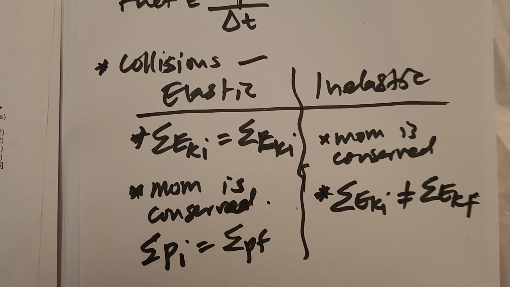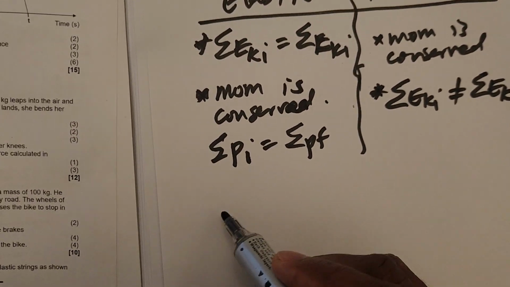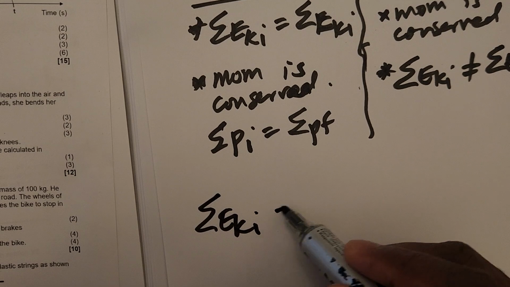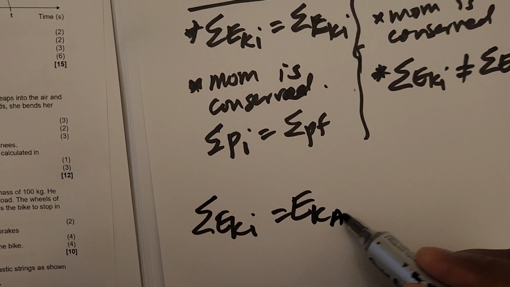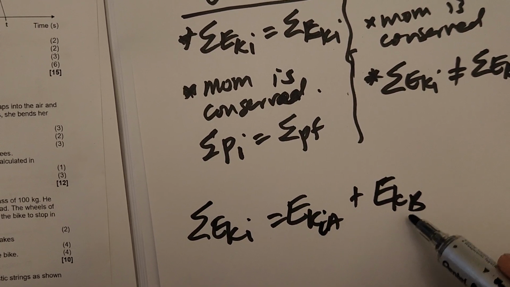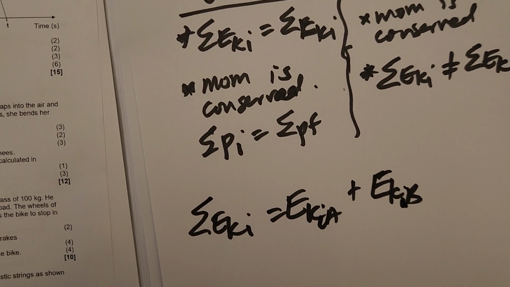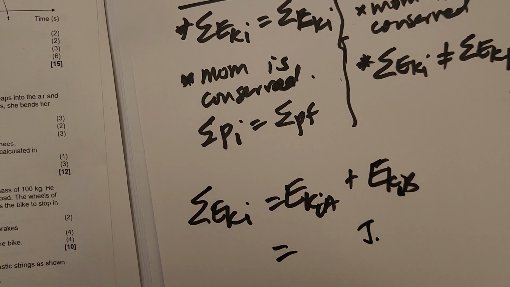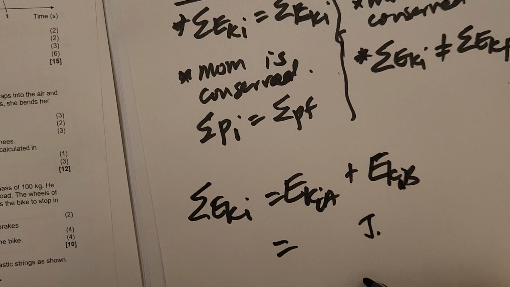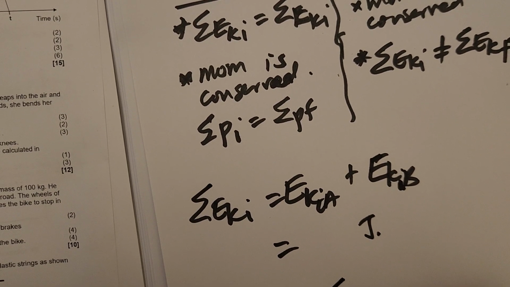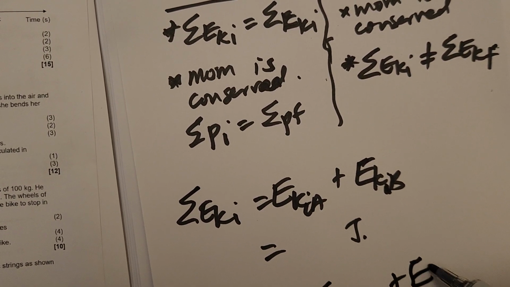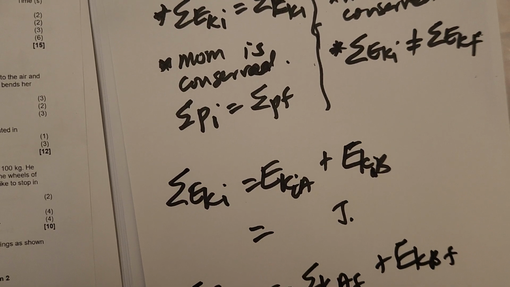You have to find the kinetic energy initially. Just calculate. If the two objects are separate, sigma Ek initial will be the Ek of the first object plus the Ek of the second object. In this case, Eki of the first object and Eki of the second object. Then you find the value in joules. Then you continue again, find the total kinetic energy after collision. Then you find the Ek of A final plus the Ek of B final. So you get the joules here.